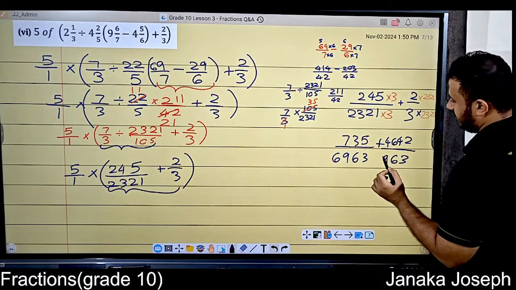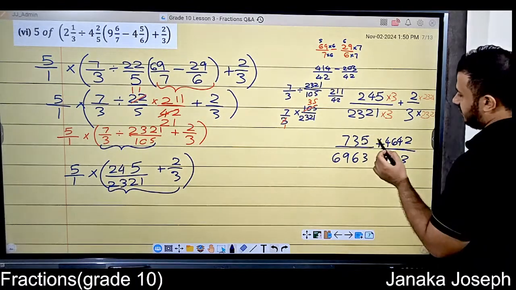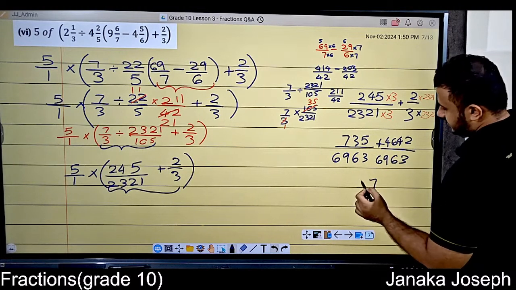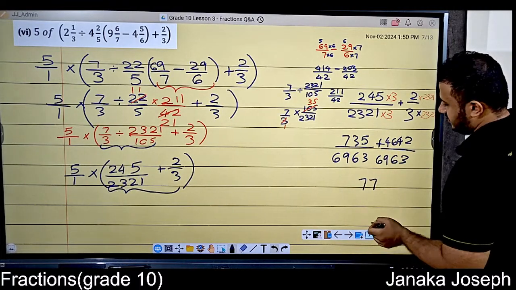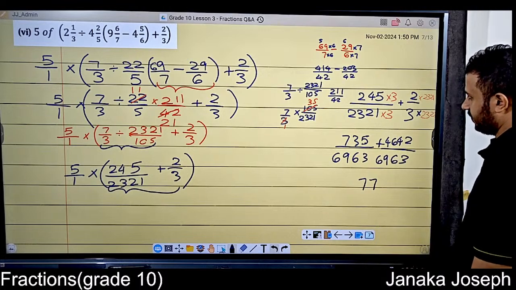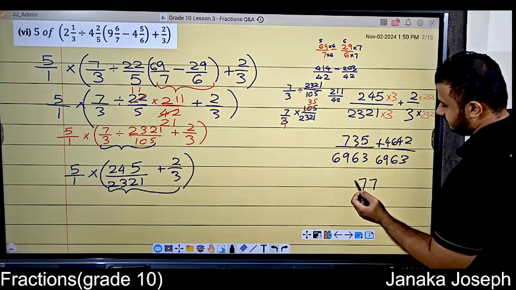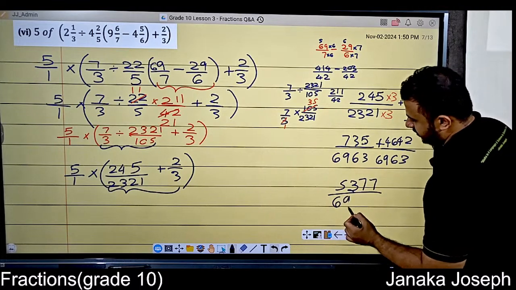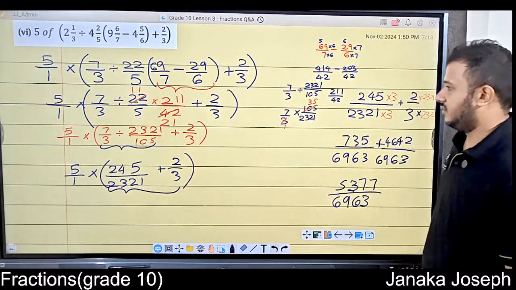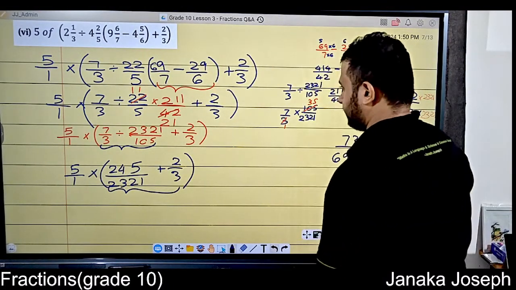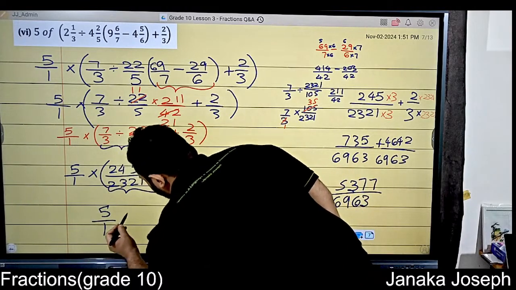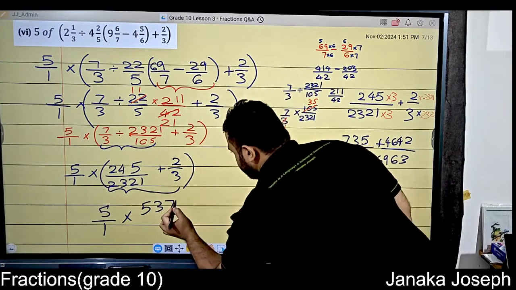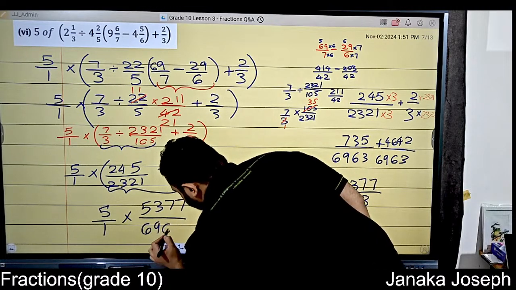3 6 9 6. And once you do the addition, 5 and a 2, that's a 7, 5 and a 3 and a 4, that's a 7, 7 and a 6, that's going to be a 13, 1 with the 5 over 6 9 6 3, and that gives us 5 over 1 multiplied by 5377 over 6963.